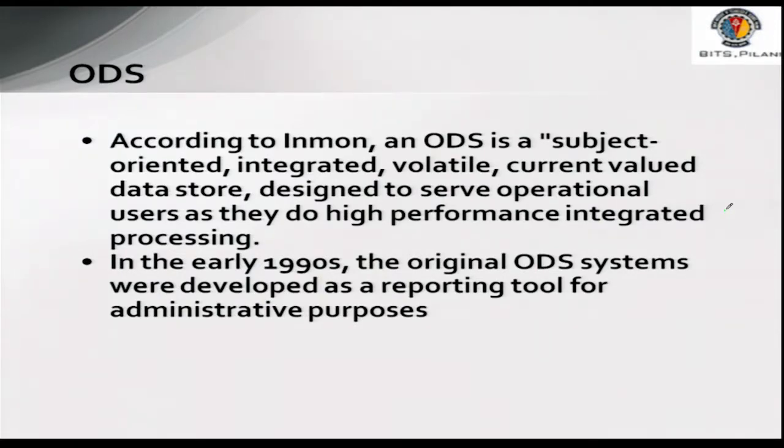So according to Inmon, an ODS is a subject-oriented, integrated, volatile, current-valued data store designed to serve operational users. So that's the difference. Data warehouses are for strategic users, as they do high-performance integrated processing. In the early 1990s, the original ODS systems were developed as a reporting tool for administrative purposes. So it is basically administrative, or you can say operational purposes. That is how the concept of ODS evolved, and the closest thing that I see in the present environment is a kind of dashboard.